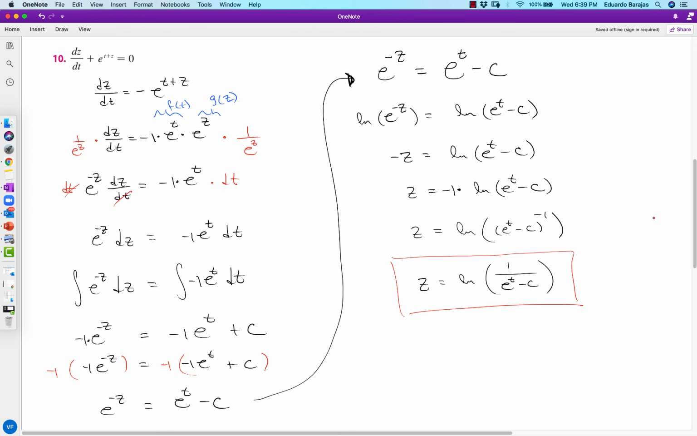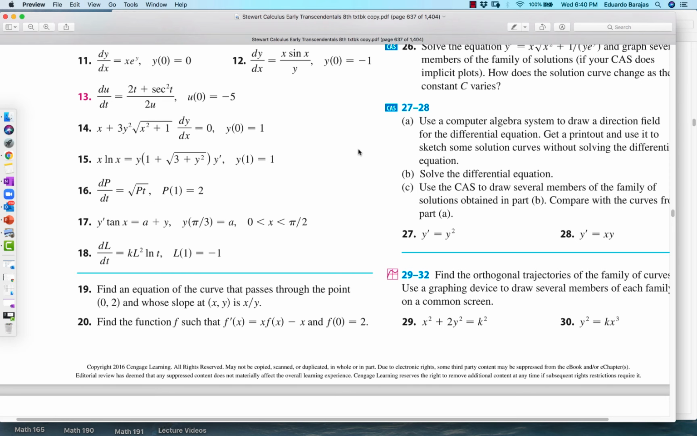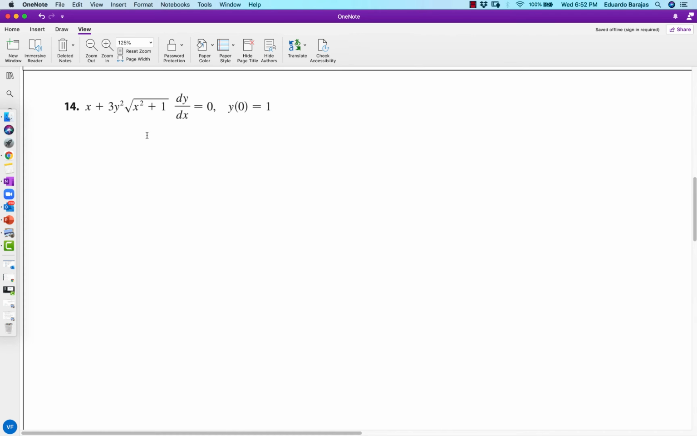Okay, so let's try a new one. All right, let's try out number 14. X plus 3y squared, square root of x squared plus 1 times dy dx equals 0. So this is the equation we're trying to solve.